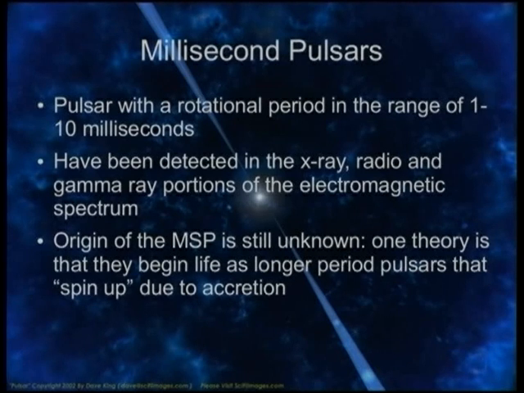They also have been detected all across different spectrums, including in the X-ray, radio, and gamma ray portions of the electromagnetic spectrum. However, we don't really know how these are formed. The origin of these is fairly speculative at the moment. The leading theory is that they begin life as longer rotation pulsars, but are made to spin faster through a process of accretion. And accretion is a big word, so I have a picture on the next slide.